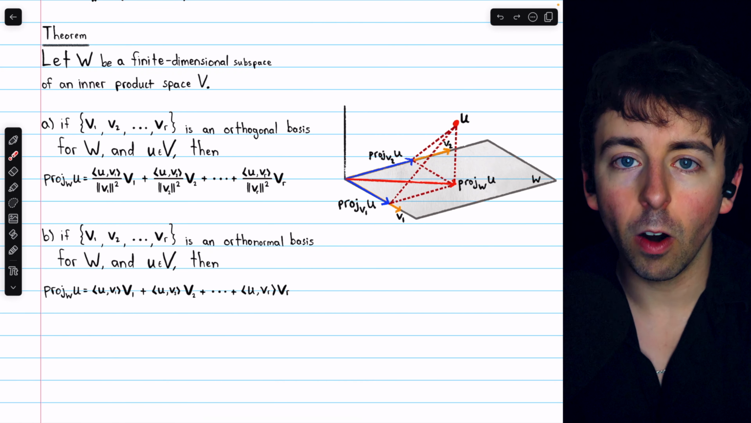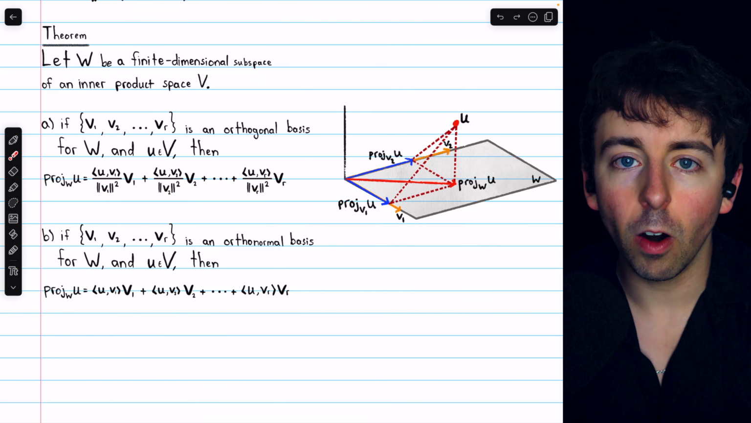I want to point out that the theorem only tells us how to calculate the projection of u on the subspace W, not the component of u that's orthogonal to W. That's because once we have the projection of u on W, we just subtract that from u to get the component that is orthogonal to W. All right, let's look at this proof.